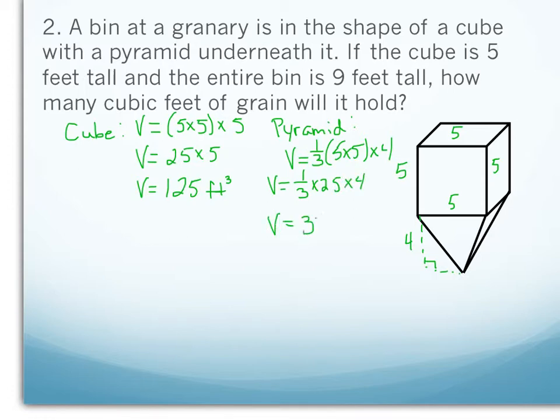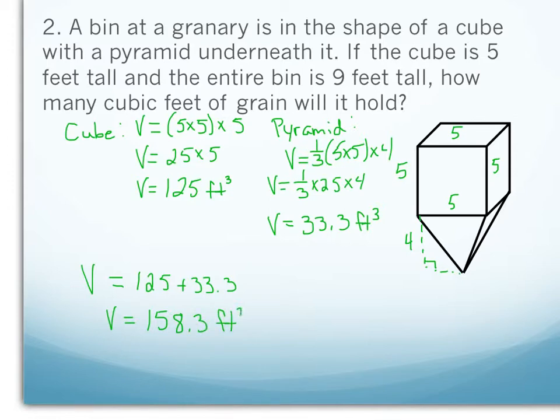or 33.3 feet cubed. So then the volume of the entire grain bin will be 125 plus 33.3, or 158.3 feet cubed.